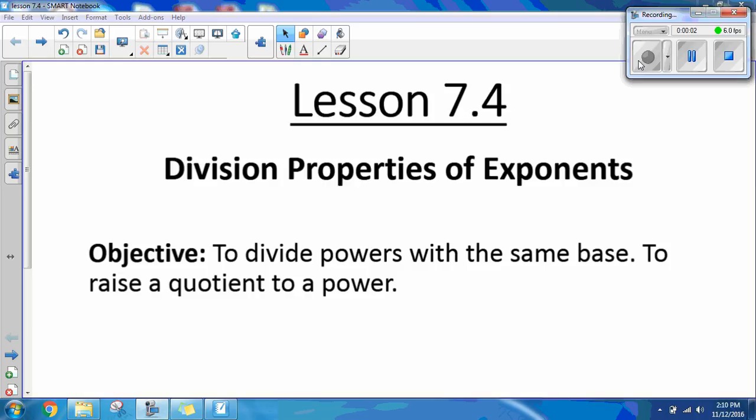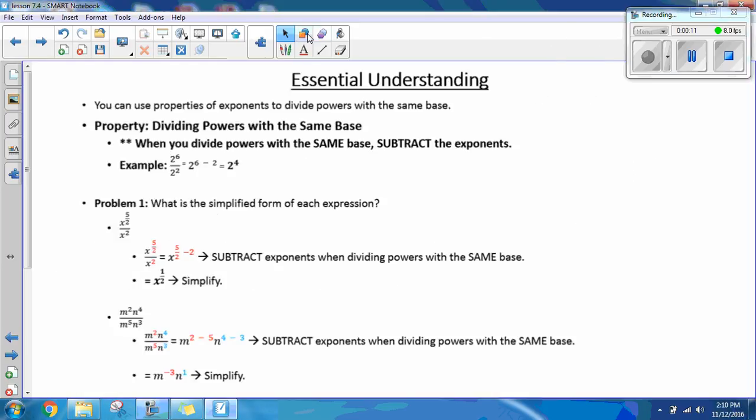This is lesson 7.4, division properties of exponents. Your objective is to divide powers with the same base and to raise a quotient to a power. You can use properties of exponents to divide powers with the same base.